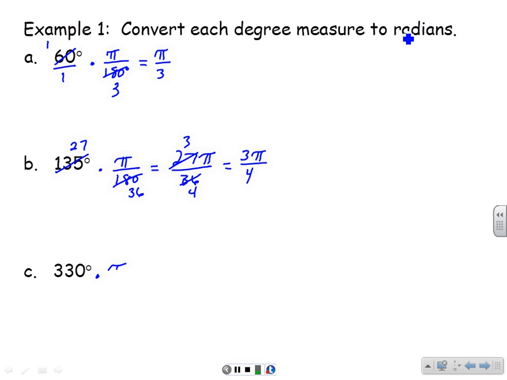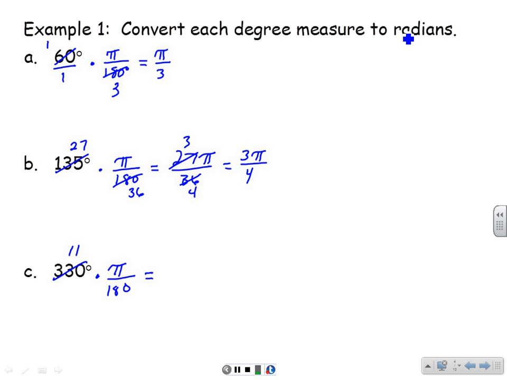Alright, so let's do this one. So you have pi over 180. Obviously the zeros are going to cancel out, so let's do again 330 divided by 30, and that's going to be 11.